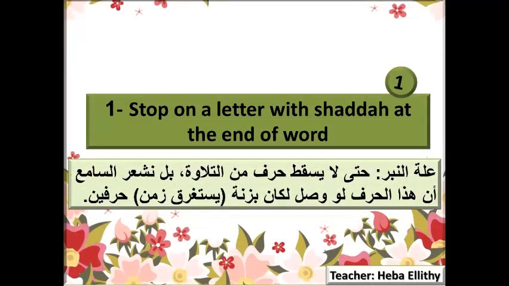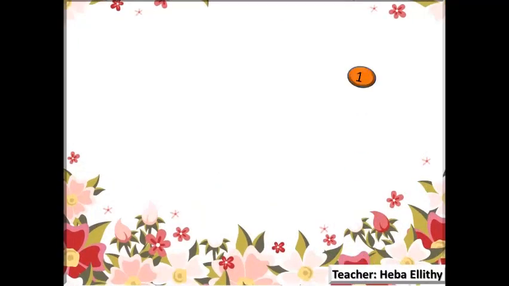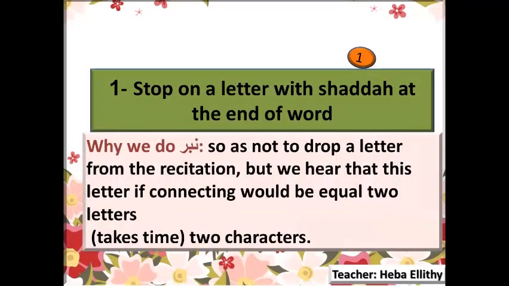The reason of the نبر: علة النبر حتى لا يسقط حرف في التلاوة، بل نشعر السامع أن هذا الحرف لو وصل لكان بزنة، أي يستغرق زمن حرفين. Why do we do نبر in this case? So as not to drop a letter from the recitation, but we make the listener feel that this letter, if connected, would be equal to two letters. It takes the time of 2 letters.